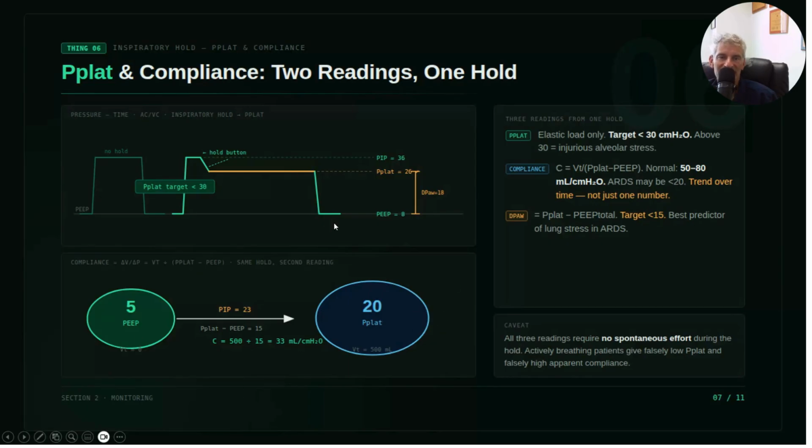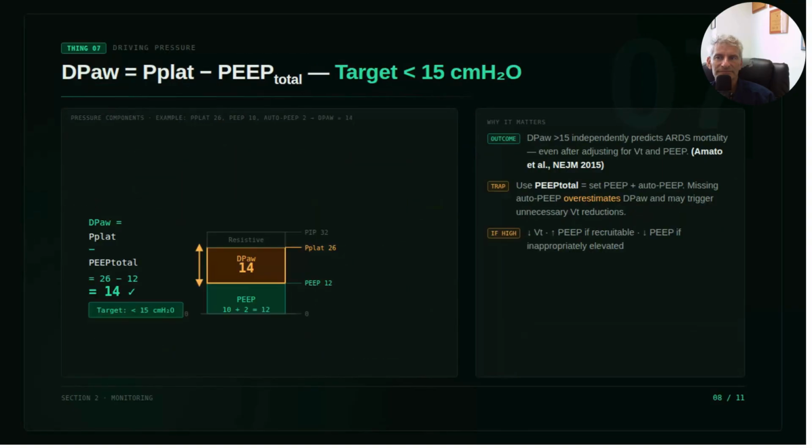This is a very key slide. You have to understand this. So the P plateau, once again, the target is less than 30. For compliance, normal is 50 to 80, but that's rarely seen in a ventilator patient. ARDS may be less than 20. Really, you want to trend it, and you want to look at the driving pressure, less than 15. It's the best predictor in terms of lung stress and ARDS. And thing number 7. So we went over this.